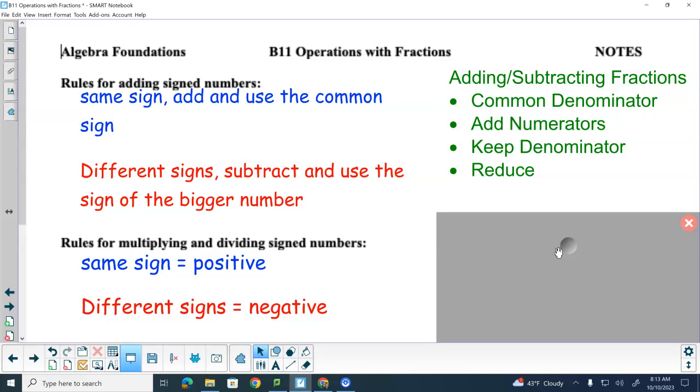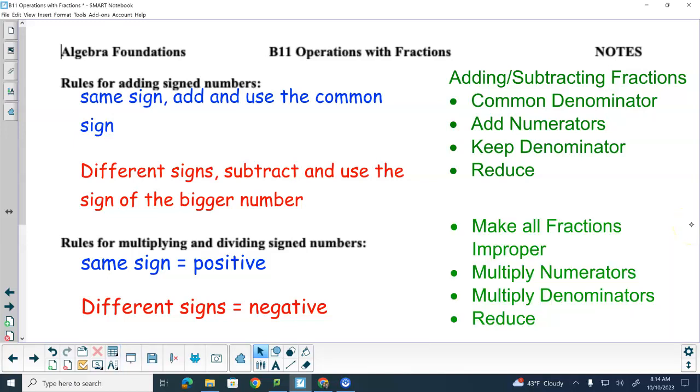Or what's our other option? So we can reduce first and then multiply, or the way that you guys like to do it, multiply first and then reduce. Okay? So we got those 2 options. The one thing that we forgot to say, before we do all of that, we got to make sure we have all improper fractions. Okay? Alex.